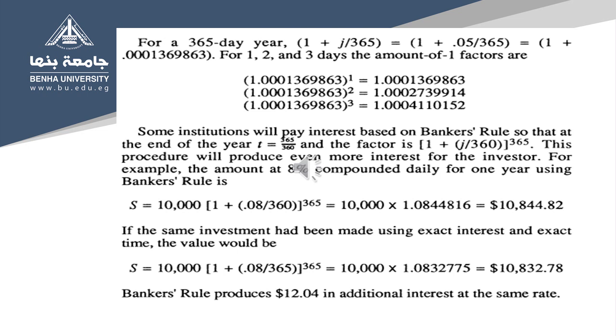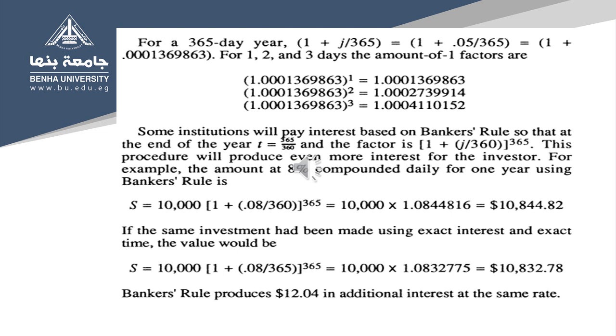In banker's rule, the time factor at the end of year t equals 365 over 360. And the amount of one factor is 1 plus j over 360 to the power 365. This procedure will produce even more interest for the investor.